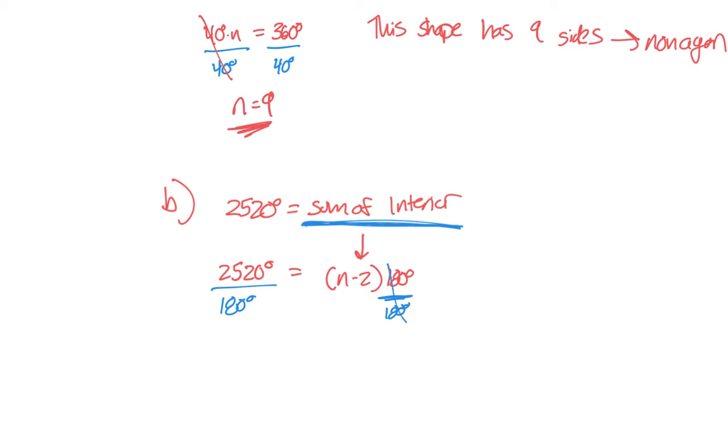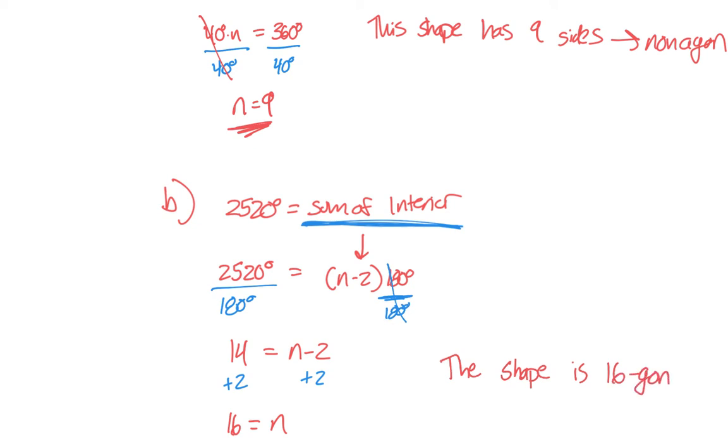Those go away. 2,520 divided by 180. I'm a genius. And I know off the top of my head that's 14. Then what I'm left with on the right side is just n minus 2. So lastly, we can add 2 to both sides to get n all alone. That leaves me with 16, and 16 is equal to n. That is the number of sides. We don't have a specific name for that shape. We would just say that the shape is a 16-gon. That would be the name that we would give it.